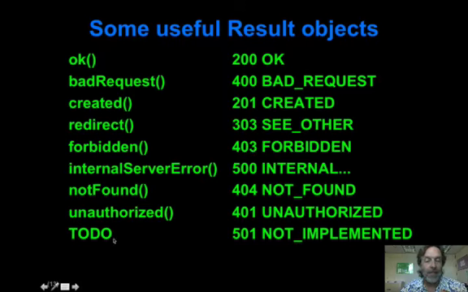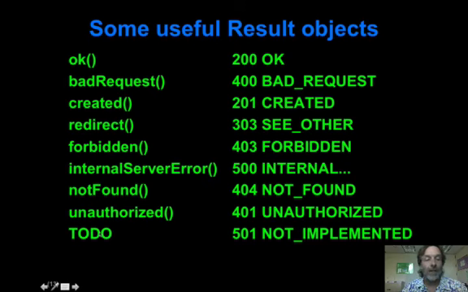And Play has this Result object. So these are methods that are going to build and return a Result object. This is actually just a singleton instance of the Result class called TODO. You can also return that, and that will return the 501 Not Implemented, actually even display a little page saying we haven't done it yet.